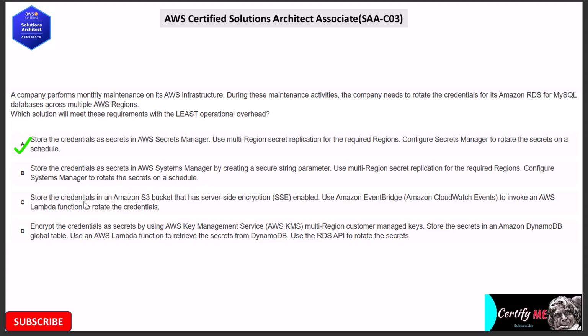Option C. Store the credentials in an Amazon S3 bucket that has server-side encryption enabled. Use Amazon EventBridge to invoke an AWS Lambda function to rotate the credentials.